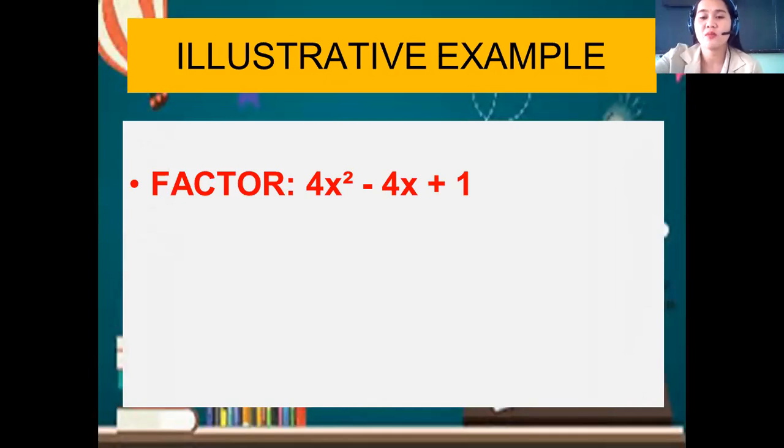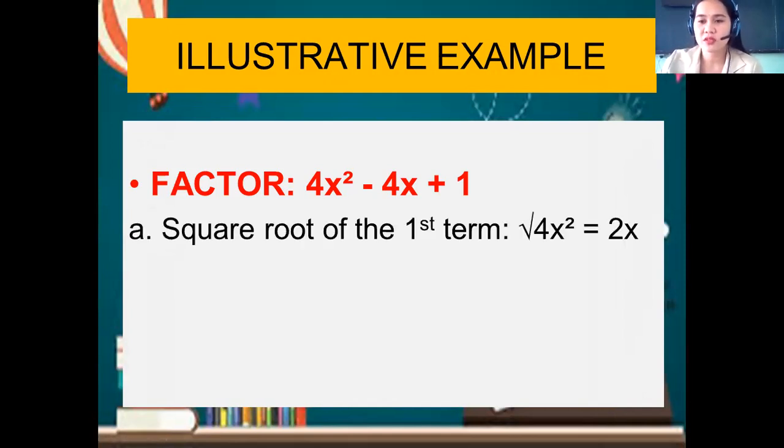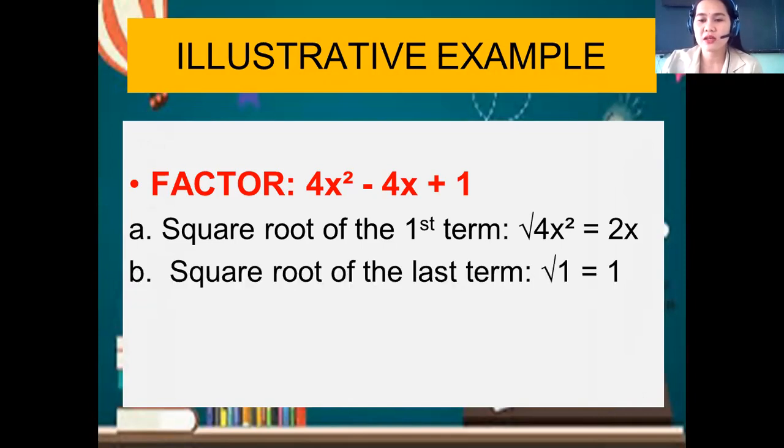Nakita naman ninyo that the first term is 4x squared, so that is a perfect square. Next, the last term is positive 1, so that is also a perfect square. So apply the steps. First, get the square root of the first term. The square root of 4x squared is 2x. Next, get the square root of the last term. The square root of 1 is 1.